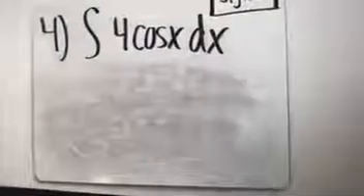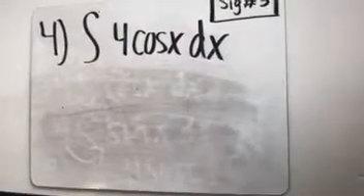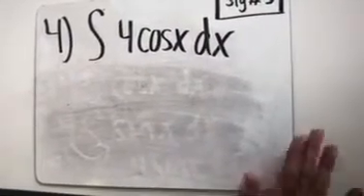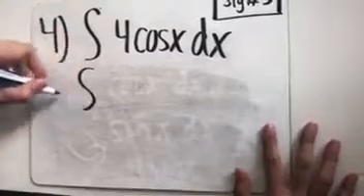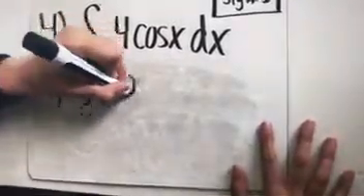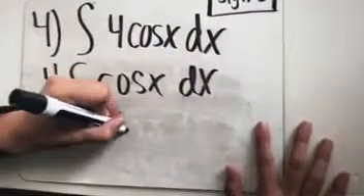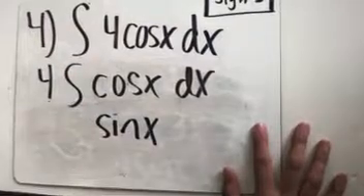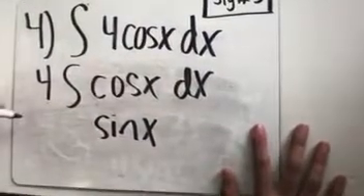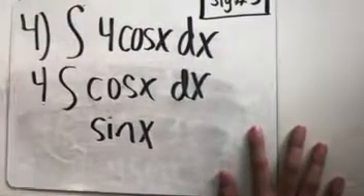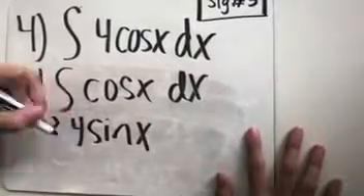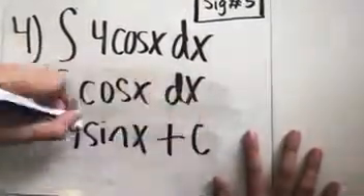Okay, so this is problem number 4, taking the antiderivative of 4 cosine x dx. So just to make it simple, we'll take out the 4, and then we're just dealing with cosine x dx. And the antiderivative of cosine is sine x, because if you take the derivative of sine x, you get cosine x. And then we just bring back the 4, and that's our answer, plus c.